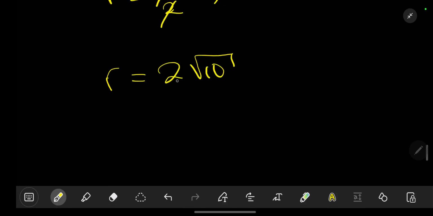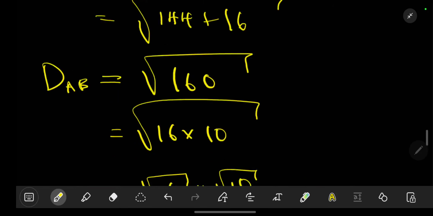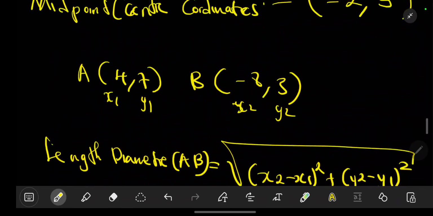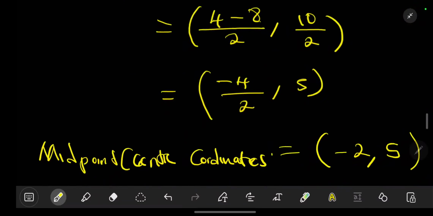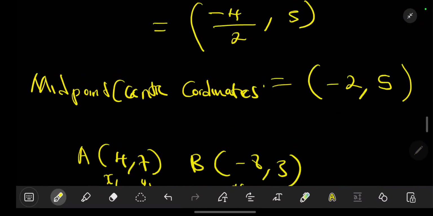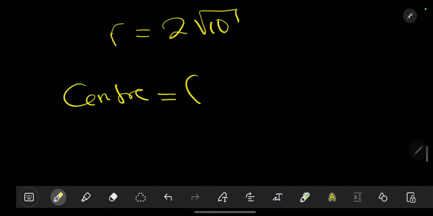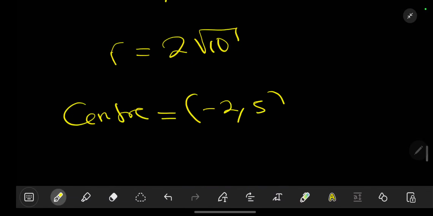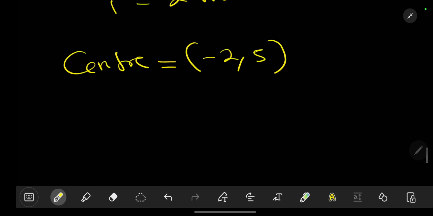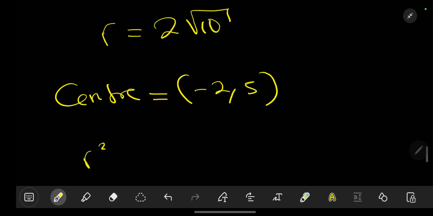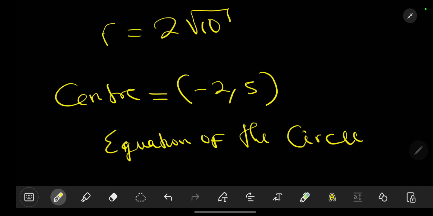Finally, we have everything. The radius is that. Then we have also found the center. What was our center? Our center was negative 2, 5. So we are going to say negative 2, 5, like that. Then to find finally our r squared, so this is the equation of the circle. This is the standard equation of the circle.